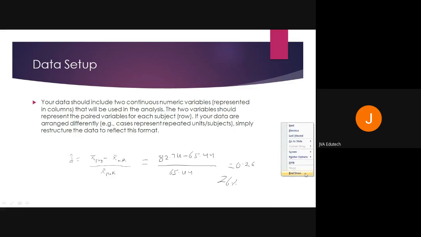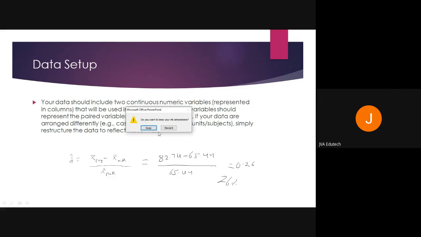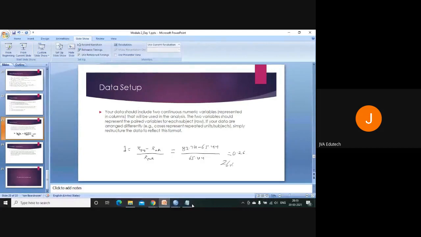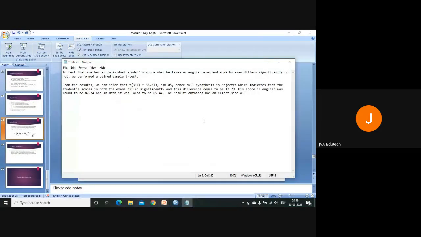So always remember, when calculating the effect size for paired t-test, use the Cohen's d formula. So the result obtained has an effect size of 26%. You can say it is fairly moderate, a moderate effect. So this is your overall result from this statistic.